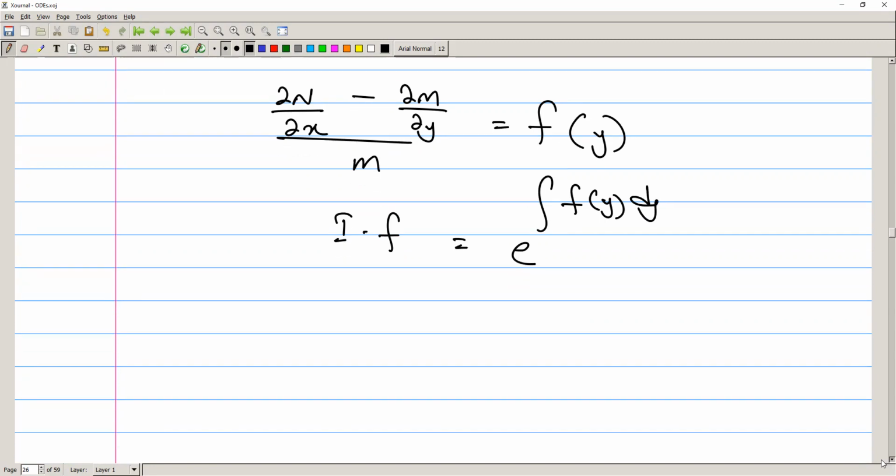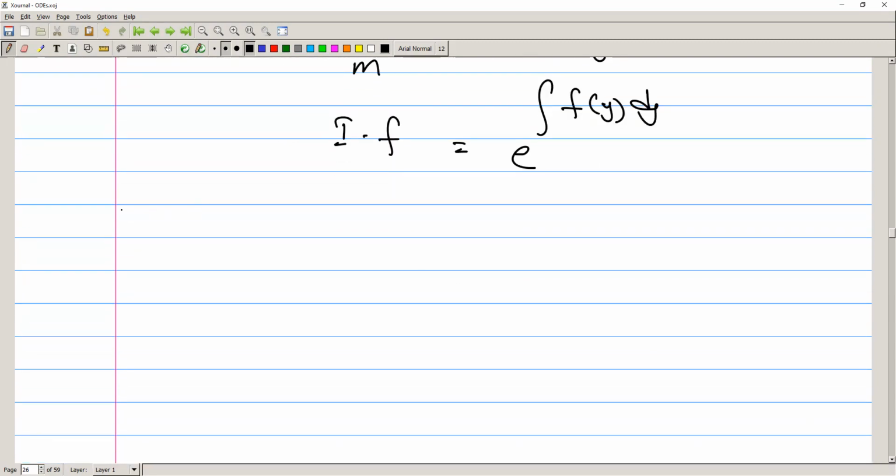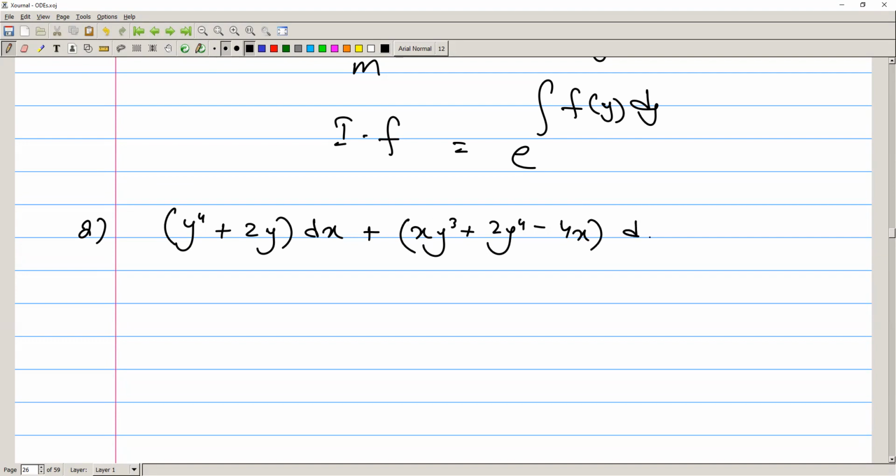So let's take some examples and then we will see how to handle these types of equations. There's a simple question: (y^4 plus 2y) dx plus (xy^3 plus 2y^4 minus 4x) dy is equal to 0, right?